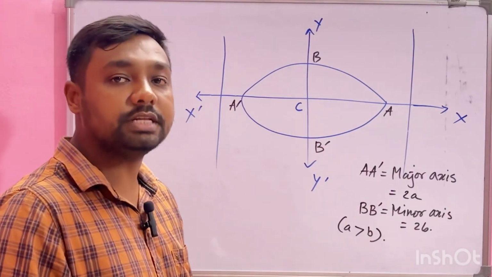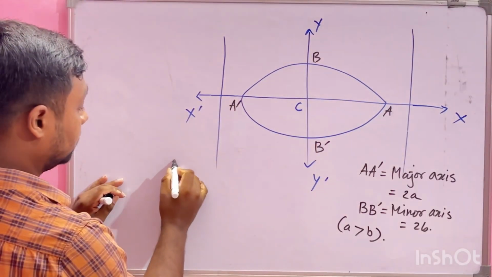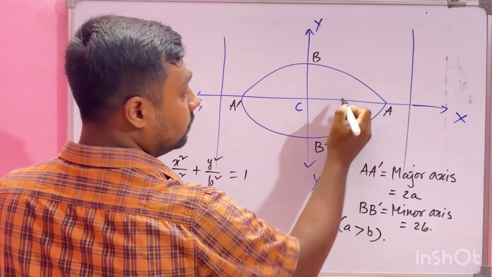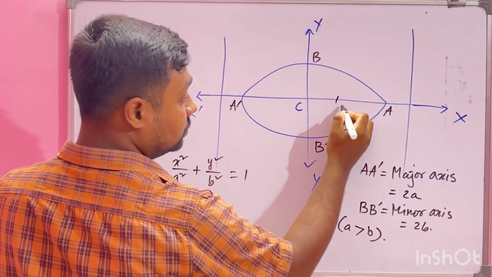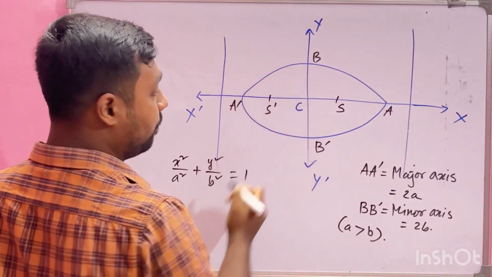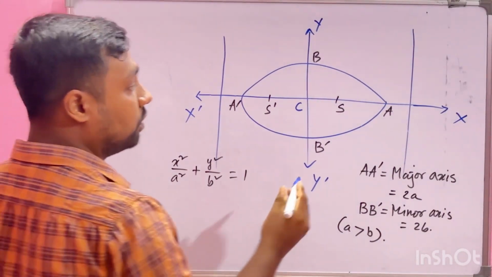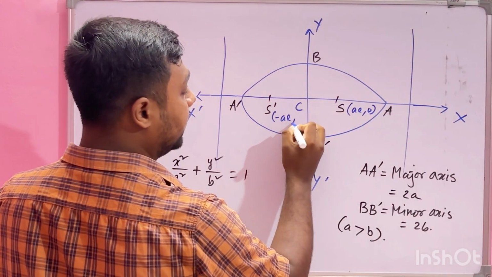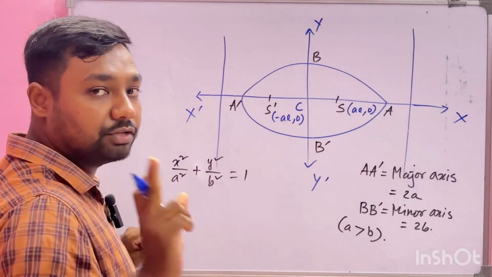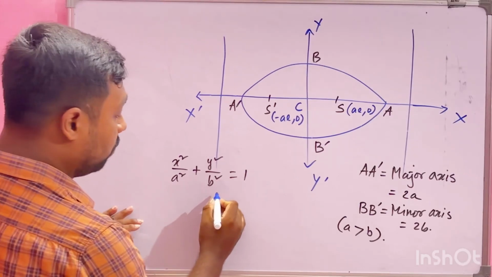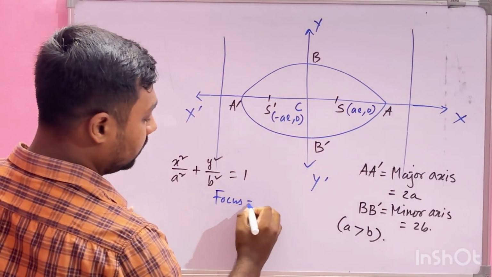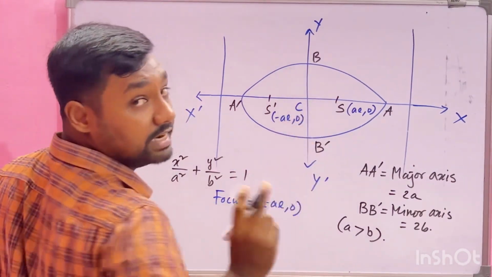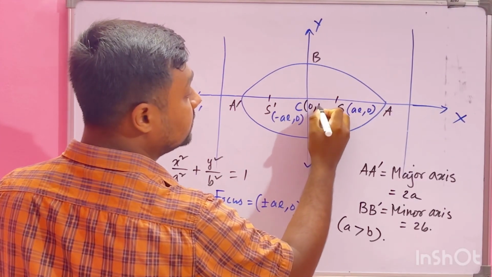What is the equation of this ellipse? The equation of this ellipse is x square by a square plus y square by b square equal to 1. For an ellipse there are two foci. This is one focus and this is another focus. What are the coordinates of these two foci? The coordinates of this focus are (ae, 0) and this is (minus ae, 0). So S and S dash are the foci of this ellipse, and the coordinates of the foci are (plus minus ae, 0). C is the center of this ellipse.